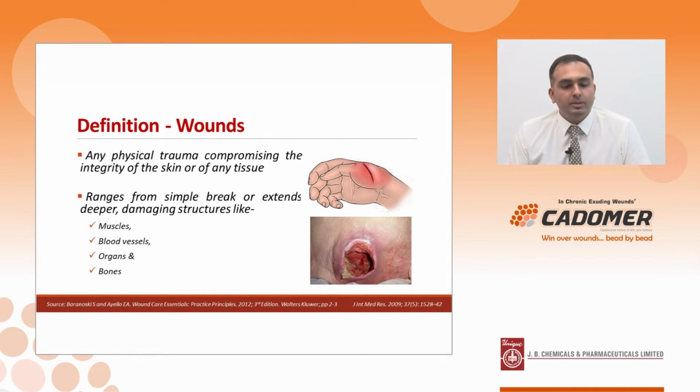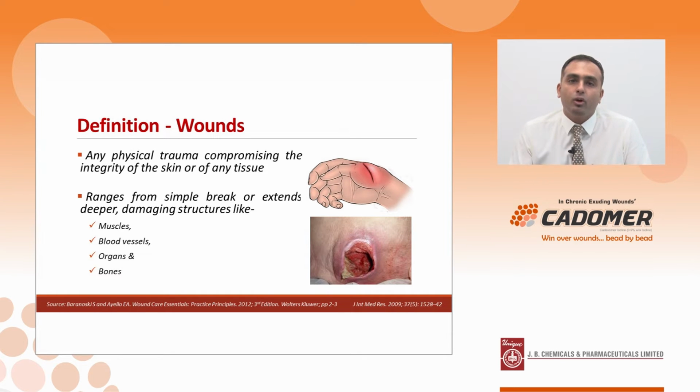The definition of a wound says that any physical trauma compromising the integrity of the skin or of any tissue is said to be a wound. You can see clearly from the diagram that there is a minor cut in it, which is nothing but a small uncomplicated wound, but you can clearly see that the integrity of the skin has been disturbed.